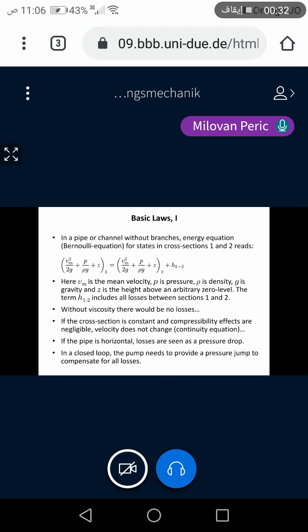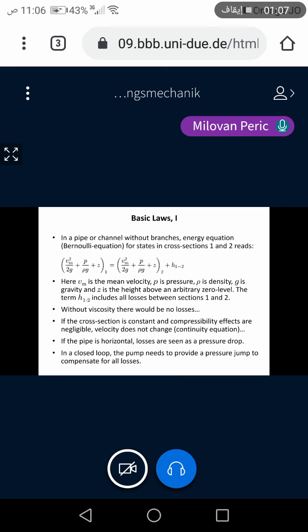So H1-2 determines the losses between these two cross sections. And Vm is the mean velocity, P is pressure, I already said, rho is density. And without viscosity, if you had an inviscid fluid, there would be no losses. So that would be simply from the Bernoulli equation, energy at section 1 equal to energy at section 2, but due to the viscous terms, viscosity, friction at walls, we have these losses.